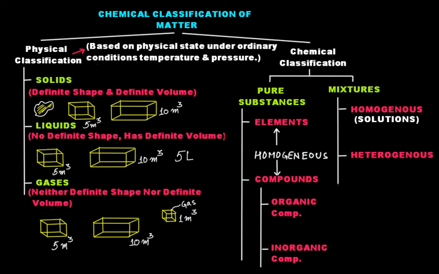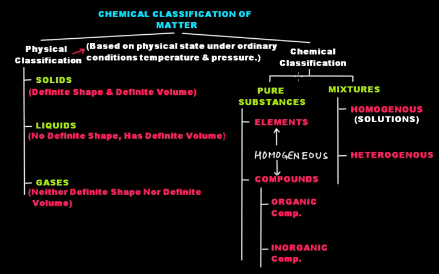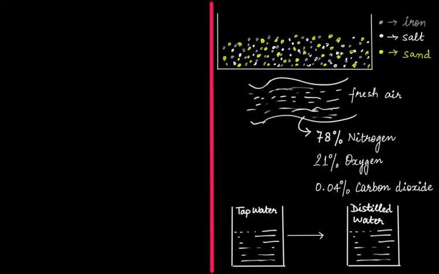Now the next is the chemical classification. It's really very important. In the chemical classification, matter or materials are classified into two different groups: mixtures and pure substances. Let's understand this. Here we have a vessel in which we have iron particles. This gray one is for iron particles, the white dots are for the salt particles, and the yellow dots are for the sand particles.